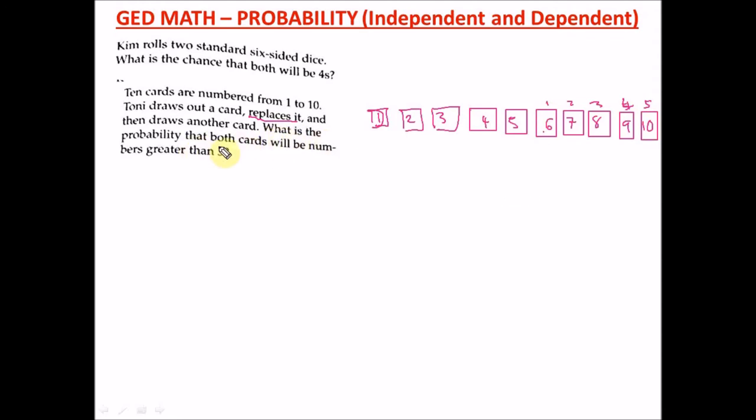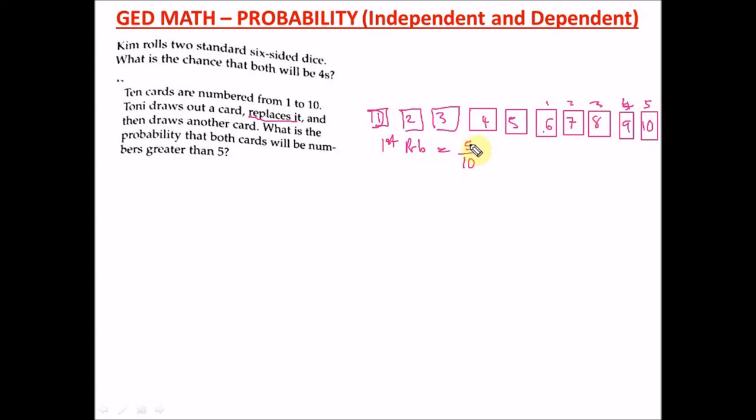Now, what is the probability that both cards will be numbers greater than 5? So the probability of the first card is equal to what? What's our total possible outcome of this event? Numbered 1 to 10, we have 10 cards. That's the total possible outcome. And our favorable outcome is what? It says numbers greater than 5. How many numbers do we have greater than 5? We have 5 numbers greater than 5. So we have 5 over 10.